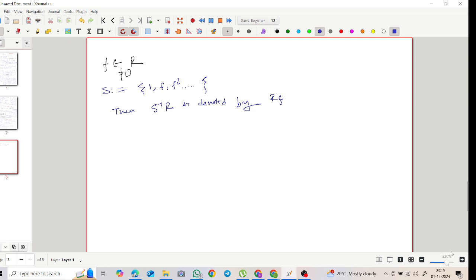Why am I saying all this? Suppose R is a ring with unity and f belongs to R.